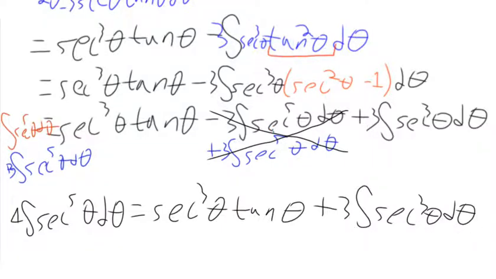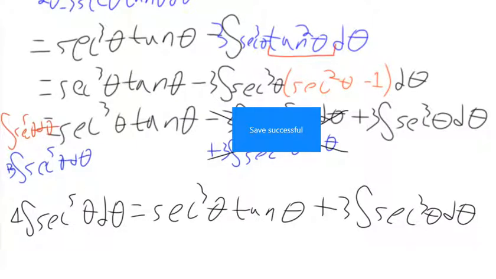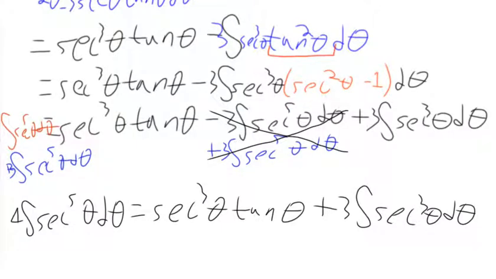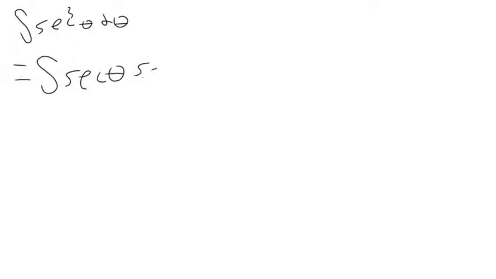So I'm going to solve this integral. I'm going to save this, and then I'm going to make a new slide, and we're going to focus on the integral of secant cubed theta d theta. Once again, I'm going to break this apart because I'd like to have a secant squared theta d theta that I can integrate. So I'm going to put this down like this.